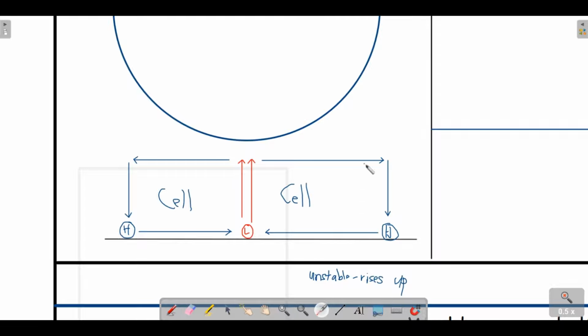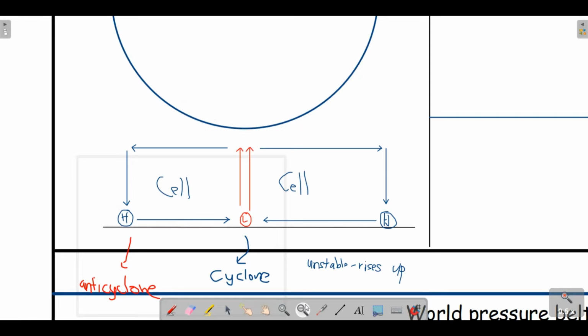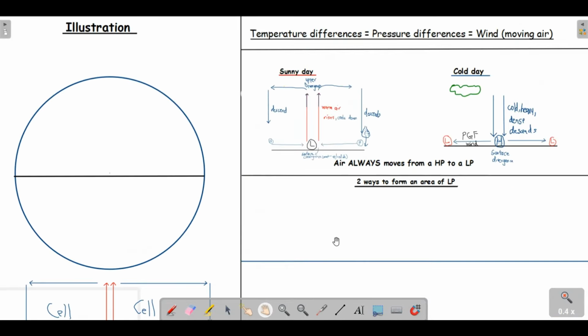This is a relationship between a low pressure system, which we call a cyclone, and a high pressure system, which we call an anticyclone. So there is a relationship over there, guys. So this is important to note, right? Okay, I wanted to point that out.